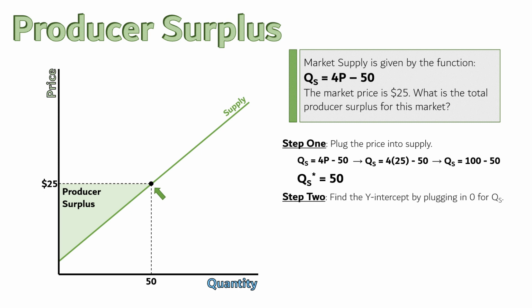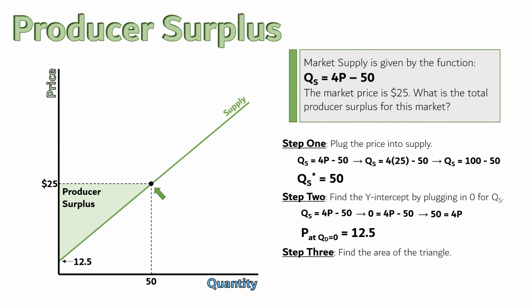Next, we need to find the y-intercept by plugging in 0 for the quantity supplied and finding the price where the supply curve crosses the y-axis. Doing the algebra on this one gives us a price of 12.5. What this means is that if the price were below $12.50, no producers would be willing to produce anything. They need a price of $12.50 or higher to make any quantity at all profitable.